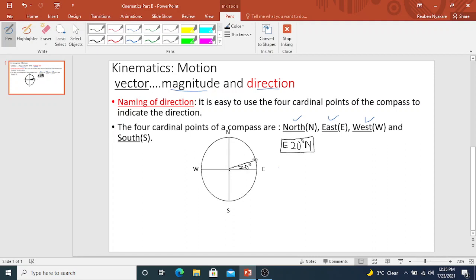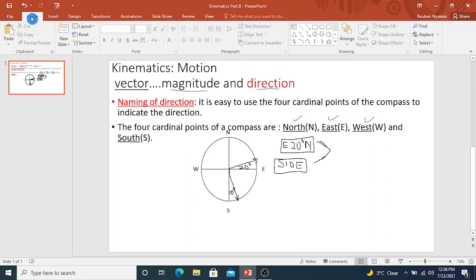Let's say you are having a vector here. The angle here, it is 10 degrees. The angle there, it is 10 degrees. When you are naming the direction for that, it will be south, 10 degrees, east. Now, the principle here on these two examples, it is based on this principle. Yeah? It is based on this principle.